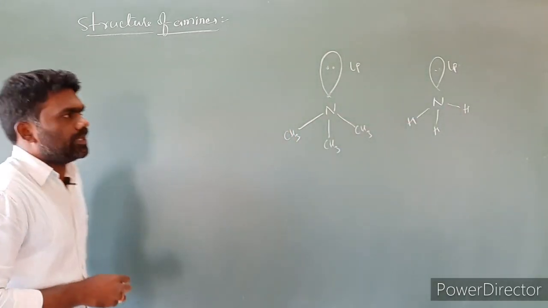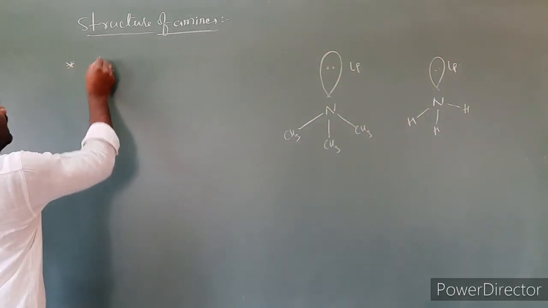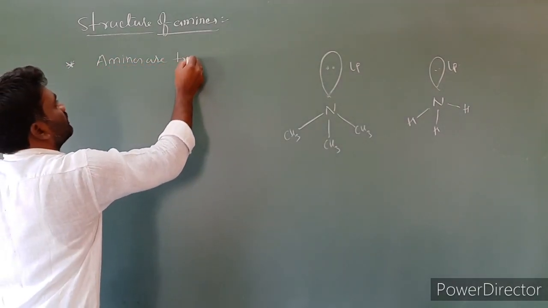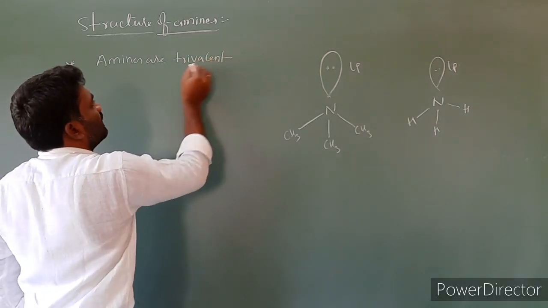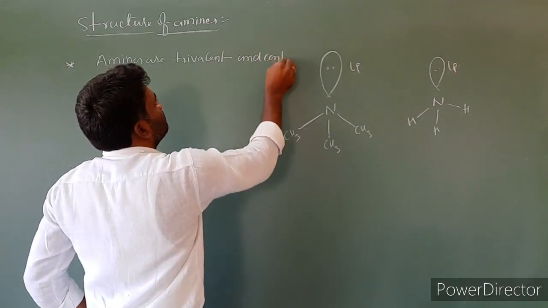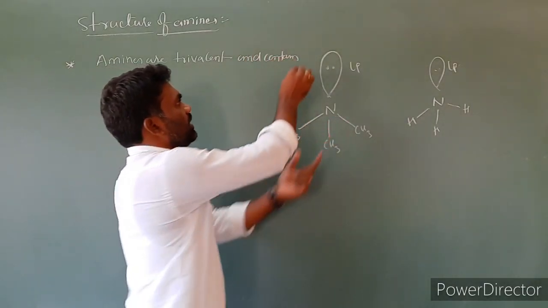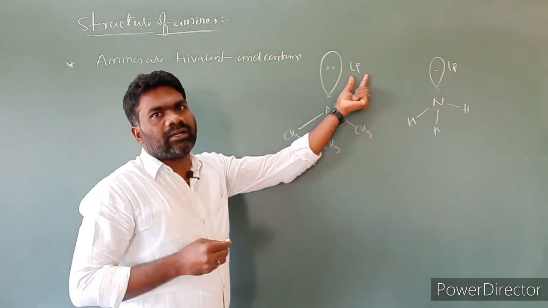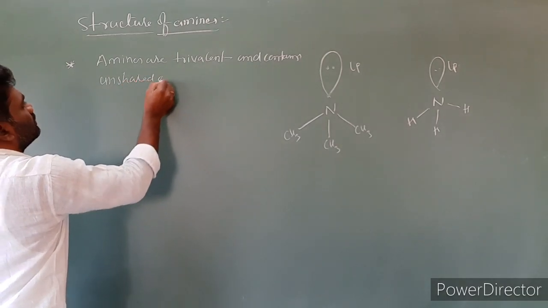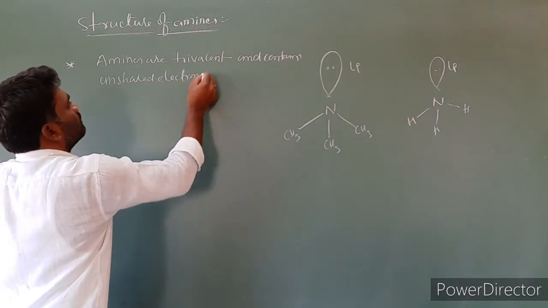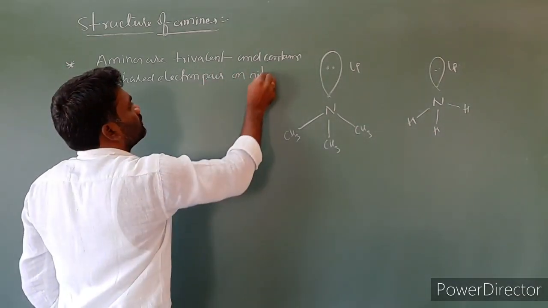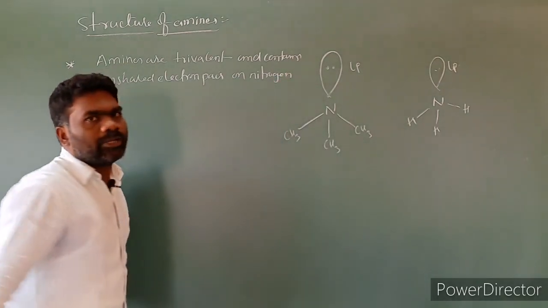Now the same sentence we have to write. What is the sentence? Amines are trivalent, meaning able to form 3 bonds, and contain an unshared electron pair on nitrogen, nothing but a lone pair on nitrogen. This is point number 1.